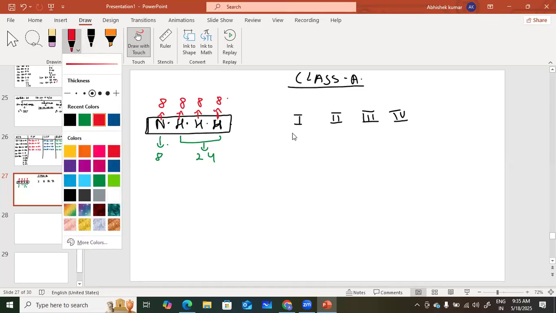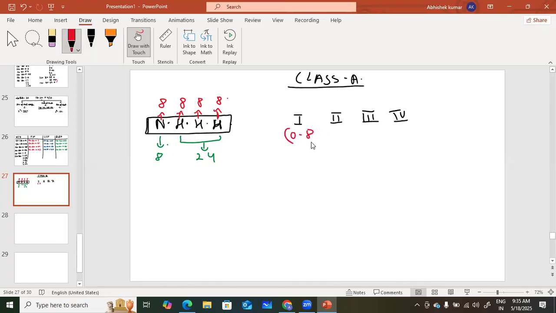Similarly, first octet, second octet, third octet, and fourth octet. The bits of the first octet are between 1 to 8, the second octet between 9 to 16, the third octet between 17 to 24, and the fourth octet between 25 to 32.